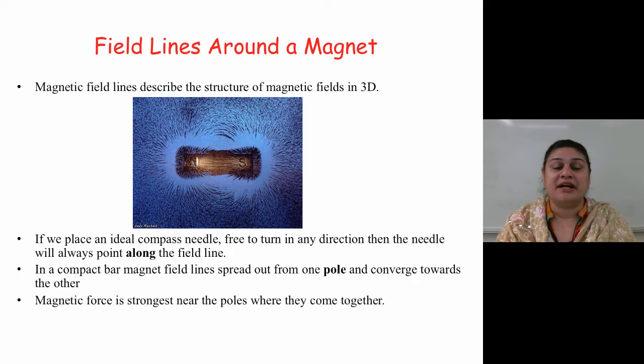So magnetic field lines describe the structure of the magnetic fields in 3D. If we place an ideal compass needle free to turn in any direction, then the needle will always point along the field line. In a compact bar magnet, magnetic field lines spread out from one pole and converge to the other. Magnetic force is strongest near the poles where they come together.